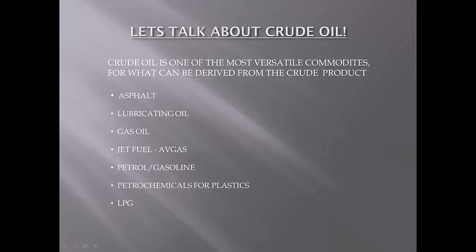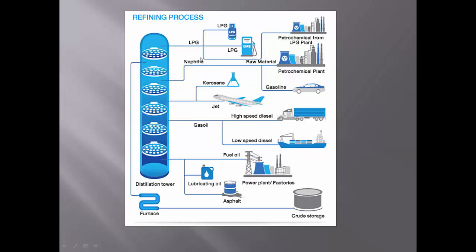daily products. They include the asphalt for roads, the lubricating oil for trucks, the gas oil to run ships, the aviation gasoline to run jet fuel for aeroplanes, petrol and gasoline for our motor vehicles, petrochemical products for plastics, liquid petroleum gas for heating. So we can see that the derivative products from crude oil are vast and used by all of us in our daily lives, both for our personal use and for business use.